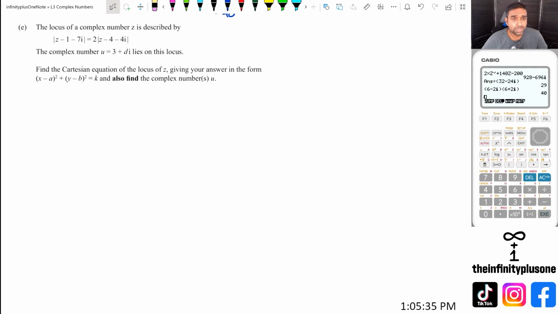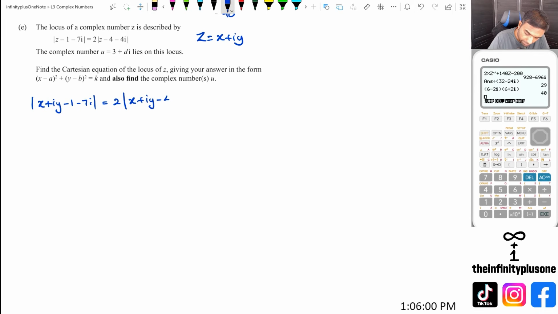All right, now for the next question, we've got a locus one. So anytime you see a locus one, just put z equals x plus iy and let it work the magic. So that's what we're going to do here. We're going to put down z is equal to x plus iy. And so when we do this, we're going to get modulus of x plus iy minus 1 minus 7i equals 2 times modulus of x plus iy minus 4 minus 4i.